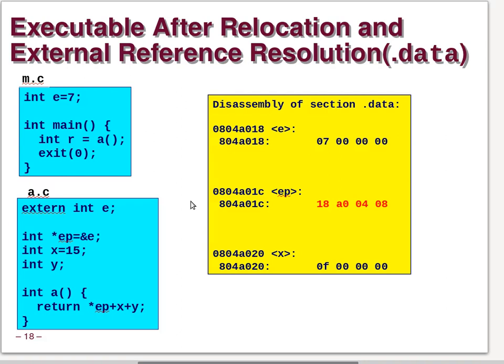Executable after relocation to .data. Oh, okay, so the EP will notice that, hey, look, this EP is actually pointing to this guy up here, which is the E section. That's all they're trying to say. So it does link up the values of certain data. Like I said, it's only updating the memory addresses.